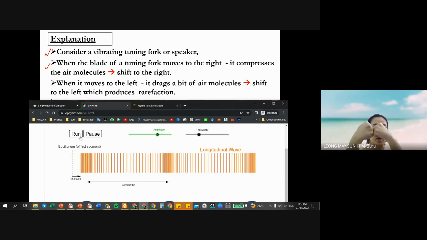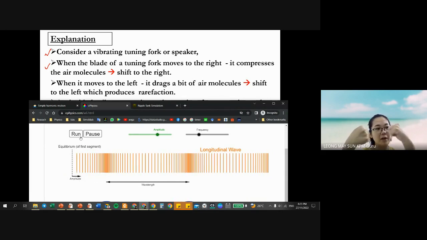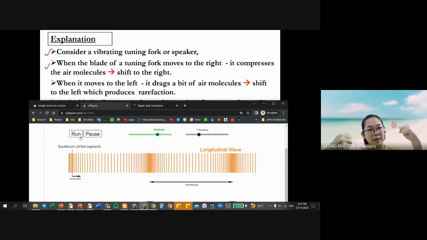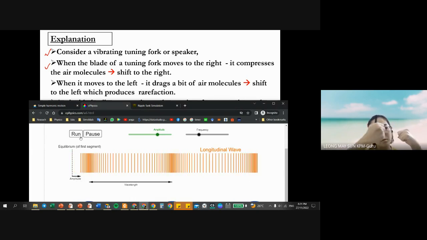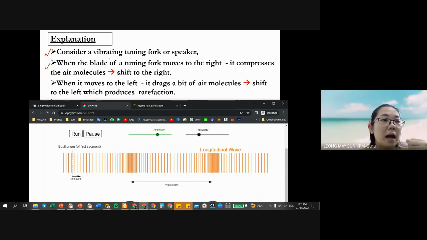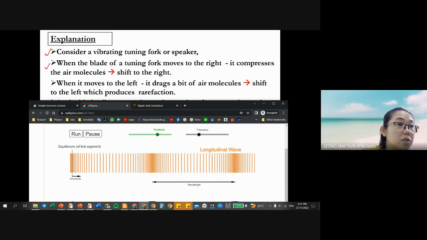When they hit each other, there's a compression there. And then when it rarefies to the back, these air molecules will hit another one towards the right side. So it will continuously cause it to move towards the right end. Okay, so that is how sound wave is considered as a longitudinal wave.